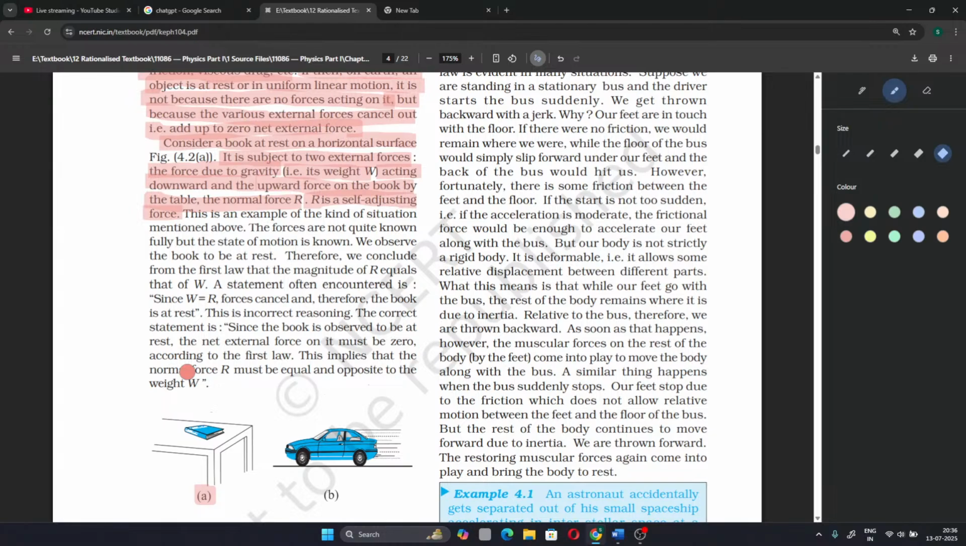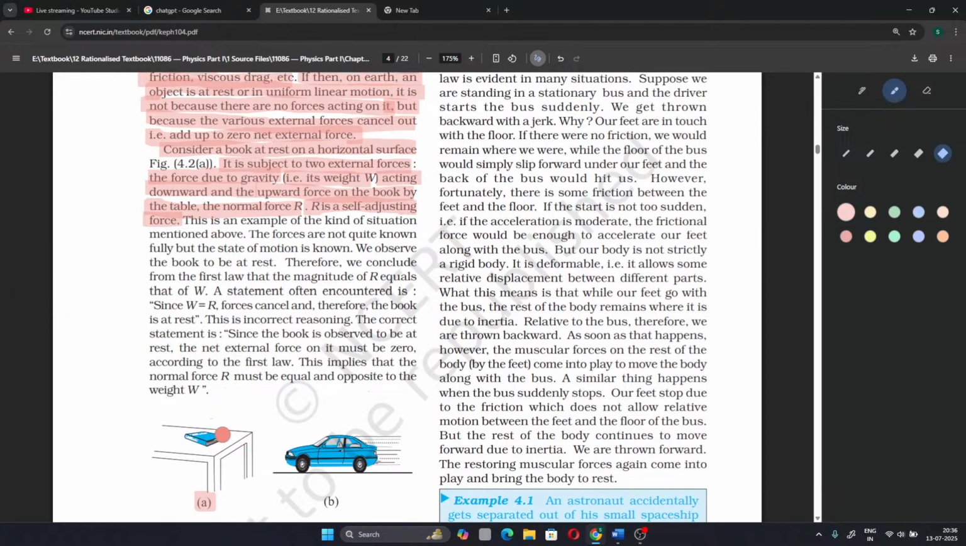So the normal reaction should also be greater, if the table is still supporting the book, in the second case where the book was 1000 kg. That is why they are calling R, the normal force, a self-adjusting force. It will increase if the book's force increases.